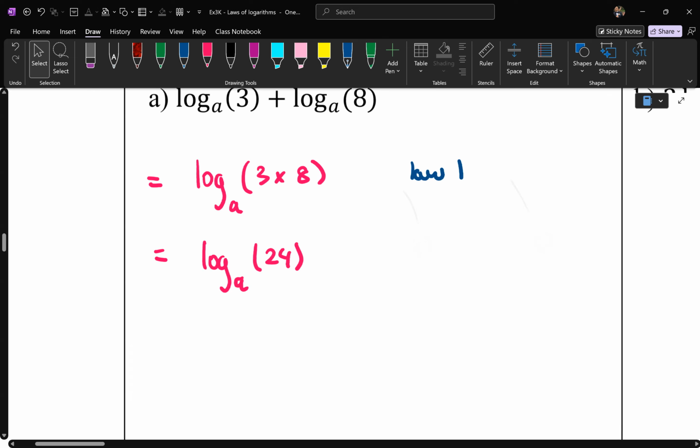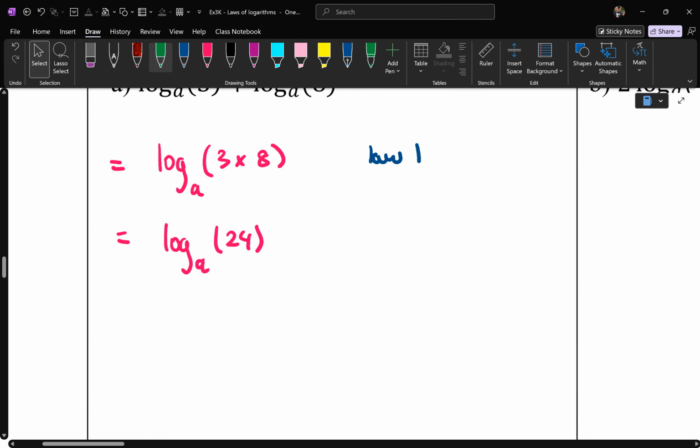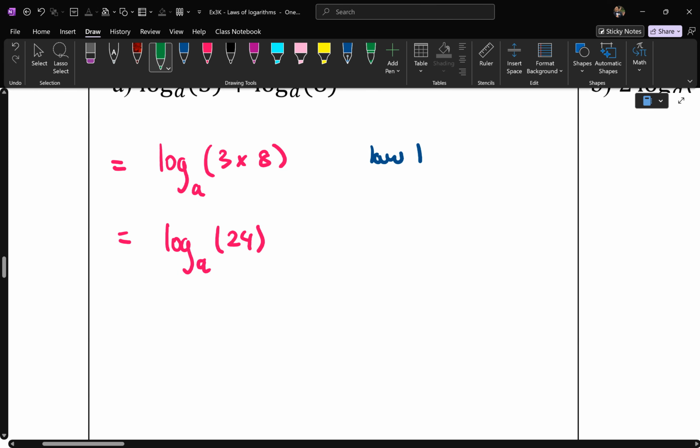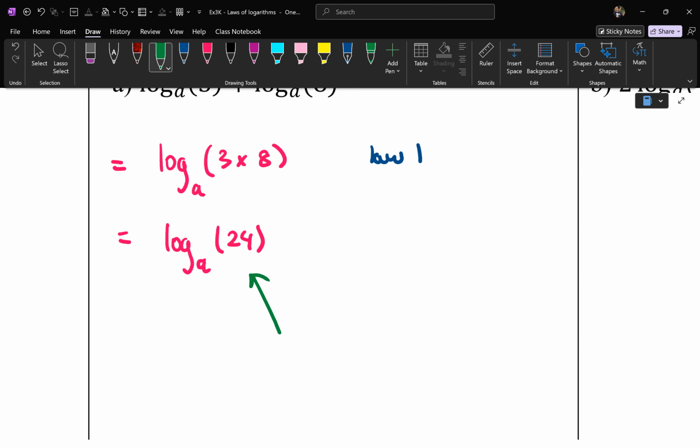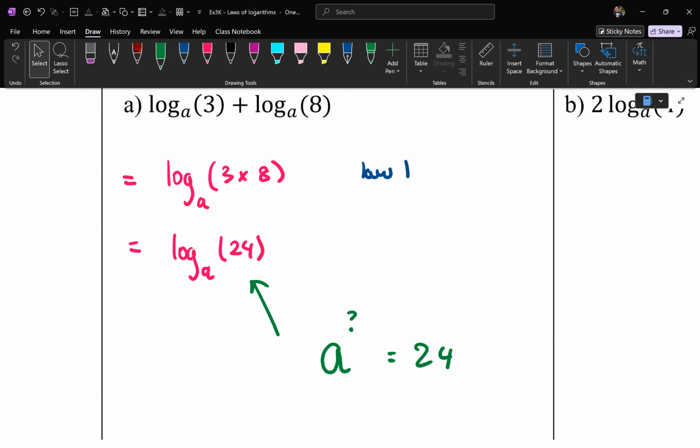Very good. Testing you again. If you were to write this as an exponent, what is this really saying? Hands up. What's log base A of 24 really saying, Sanvi? Beautiful. A to the power of what equals 24? That's what that is saying. So once we know the base, then A to the power of something must equal 24. Right? Next one.